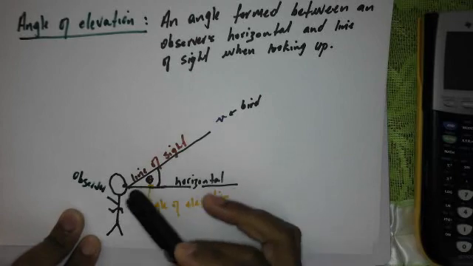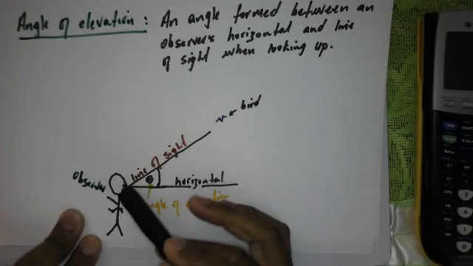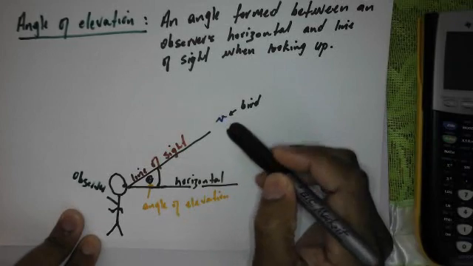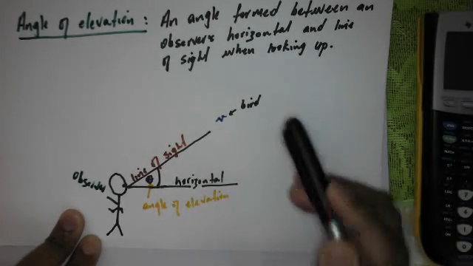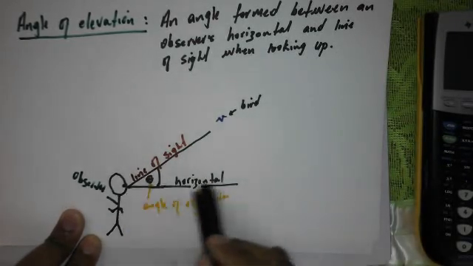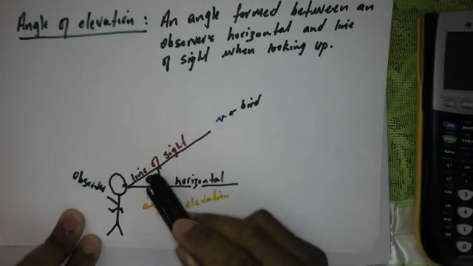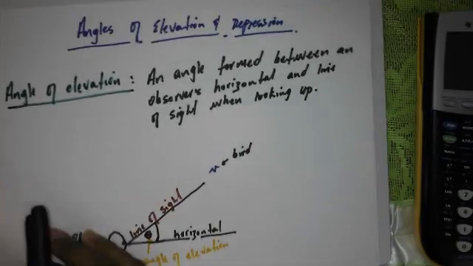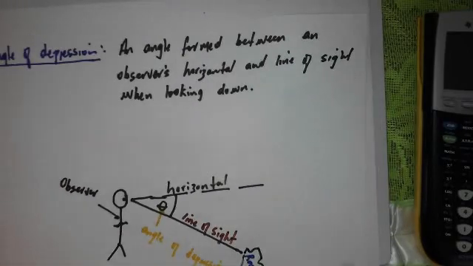And the line of sight is an imaginary line from the observer's eyes to the object the observer is looking at. In this case, the observer is looking at a bird. So the angle formed between the horizontal and the line of sight when looking up, that is your angle of elevation. Alright. Angle of depression.